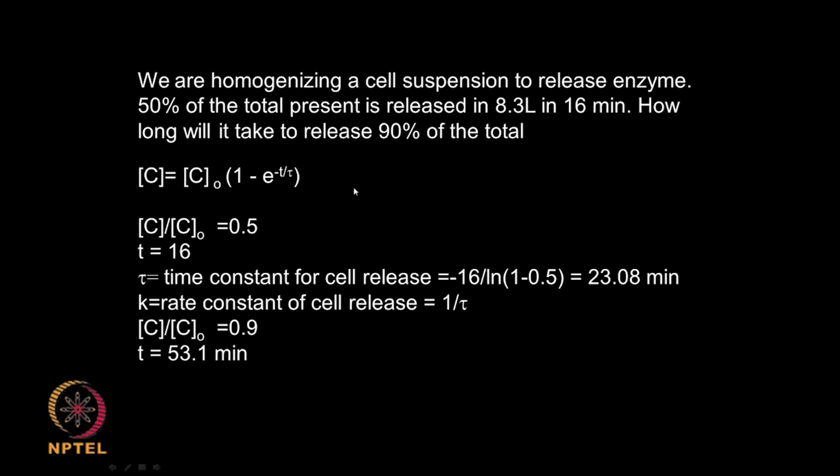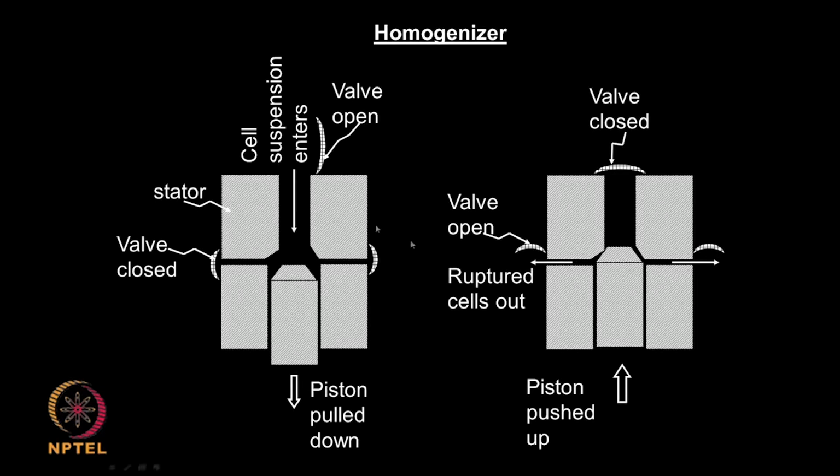So, you can see from this problem that as we want more and more percentage release, the time will be longer and longer, because any first order process, as you know, will go up exponentially and it will slowly keep on increasing. So, if we want to have much higher percentage release, time required will keep going up and up and so on actually. Now, there is another cell disrupting technique that is called homogenizer.